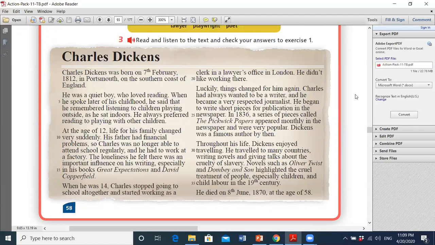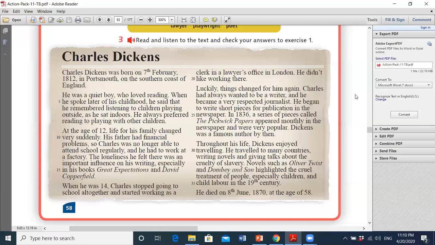The loneliness he felt there, meaning in the factory, he felt very lonely. And the loneliness he felt there was an important influence on his writing. Because he went through this experience when he was a child, he was only 12 years old. So he was very, very young. And he had to work in a factory and he was very lonely. And this feeling of being lonely influenced. What is the meaning of influenced? It means it had an impact on his writing, especially in his books, Great Expectations and David Copperfield.